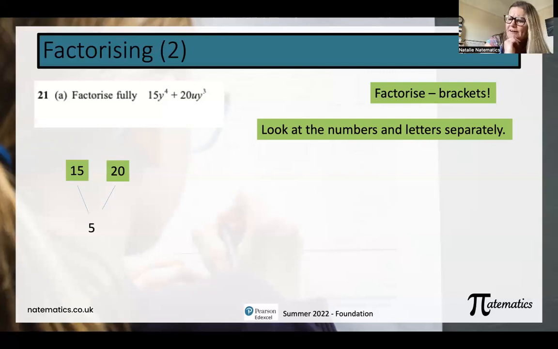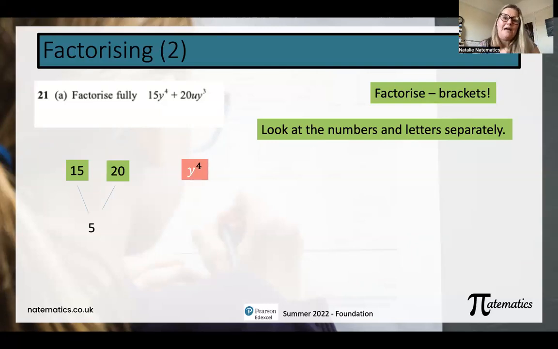Are there any other common factors they have? Except for 1, no. So 5 has 1, 15, 5 and 3. 20 has 1, 20, 2, 5. We got 4 and 4 as well. That's it. 2 and 10 as well. Try and do it in my head. Okay, so we know 5 is a common factor of the numbers.